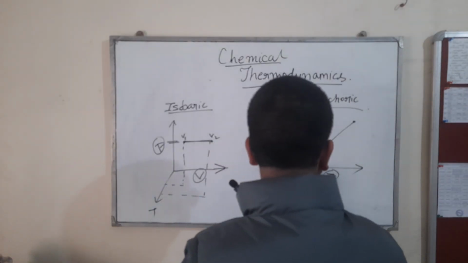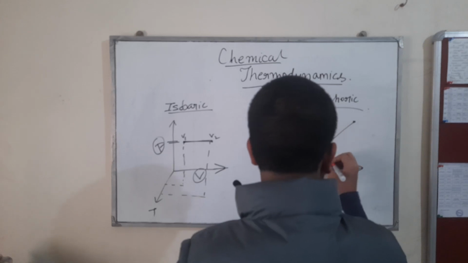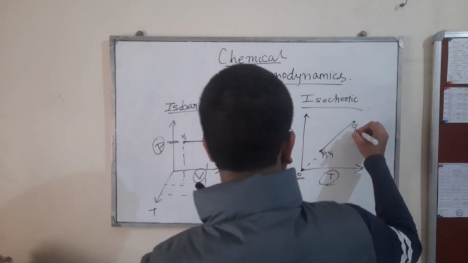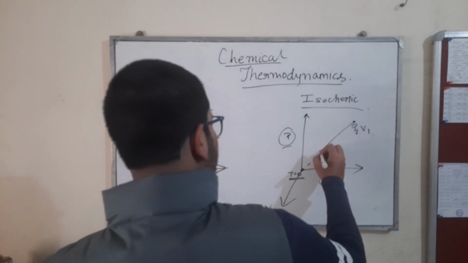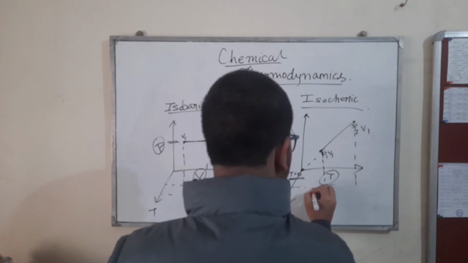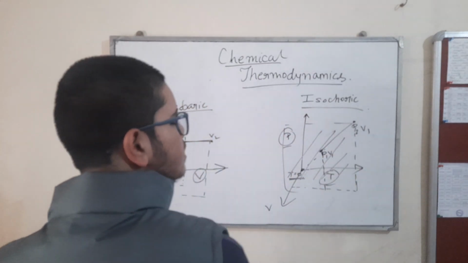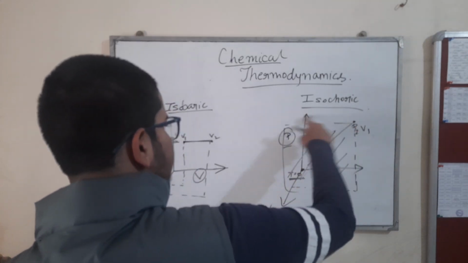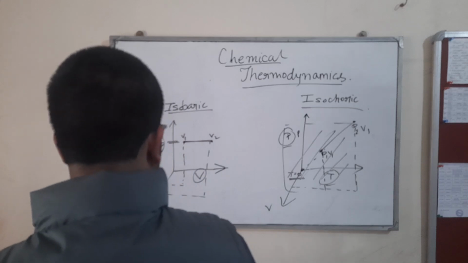In the PT curve, it goes from P1 V1, let's say, to P2 V1. The volume remains constant. If I take the volume axis on this side, both of them lie in this plane. Okay, you understand? So they are in the same plane of the volume axis, parallel to the PT plane.